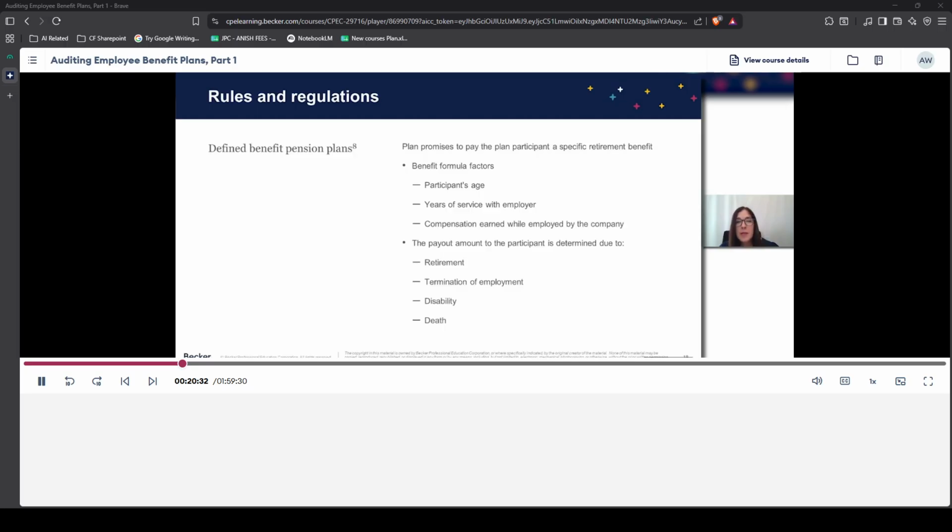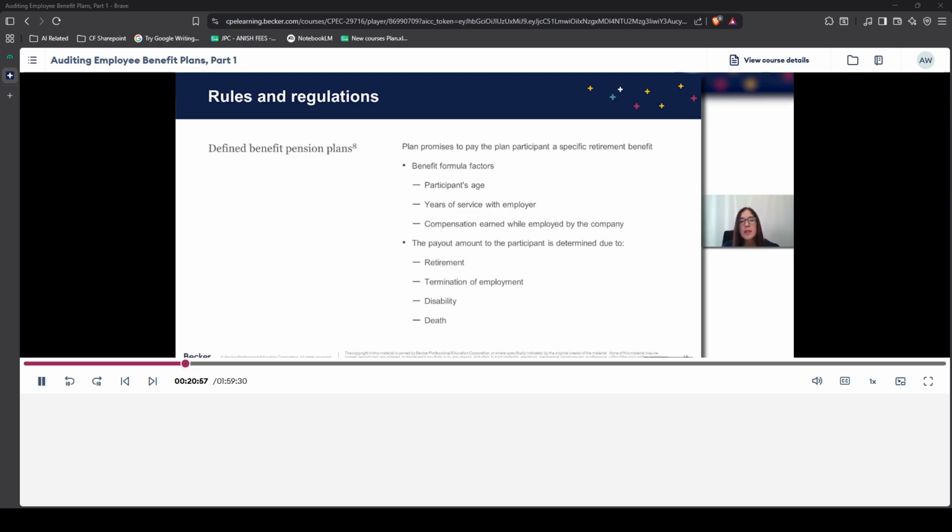The next type of plan that we will discuss will be your defined benefit pension plan, a DB plan. Now, a lot of people think that there really aren't that many defined benefit pension plans out there anymore. And while it is true that a 401k plan is the most common and most popular, there are still some defined benefit pension plans that are in existence.